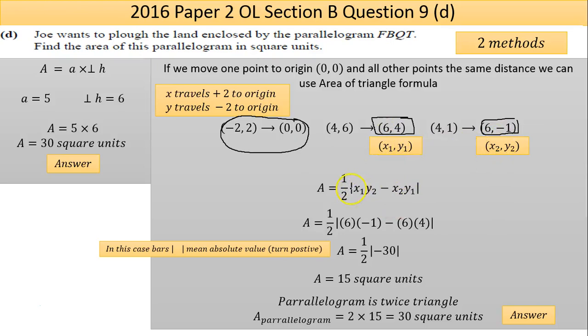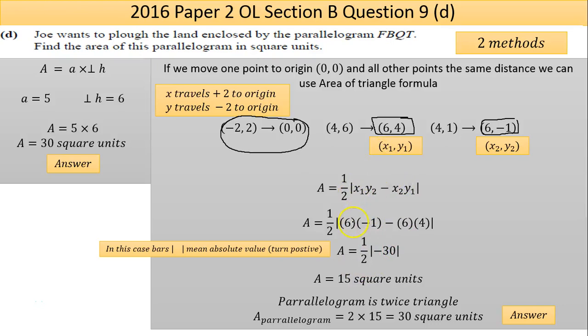Now, these bars here don't mean distance. They mean absolute value. They'll turn whatever is in here positive. The idea behind it is that it's an area. You can't have a negative area, but you can have negative numbers appear just by the arithmetic. So you don't want that happening, so you'll turn whatever the negative number here is positive. But let's put the numbers in.